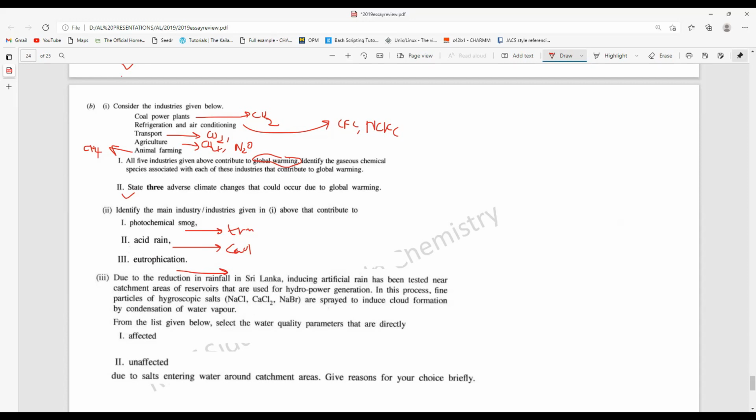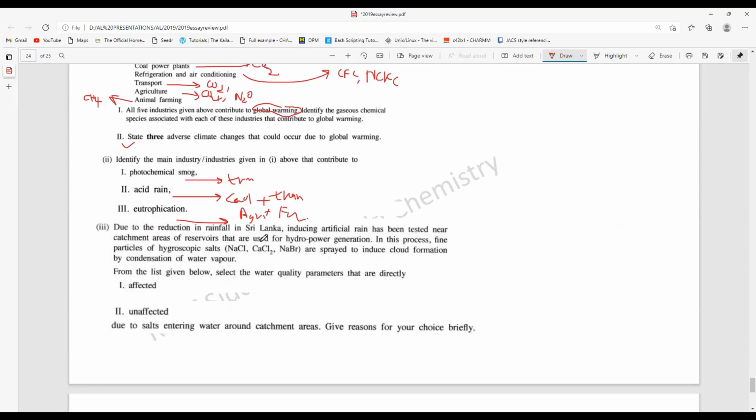And eutrophication is generally from agriculture and animal farming. Okay, so don't forget. And also acid rain can be from transportation as well, because nitrogenous compounds will form NO2 and nitric acid. So eutrophication, agriculture plus animal farming. So those 2 can come.